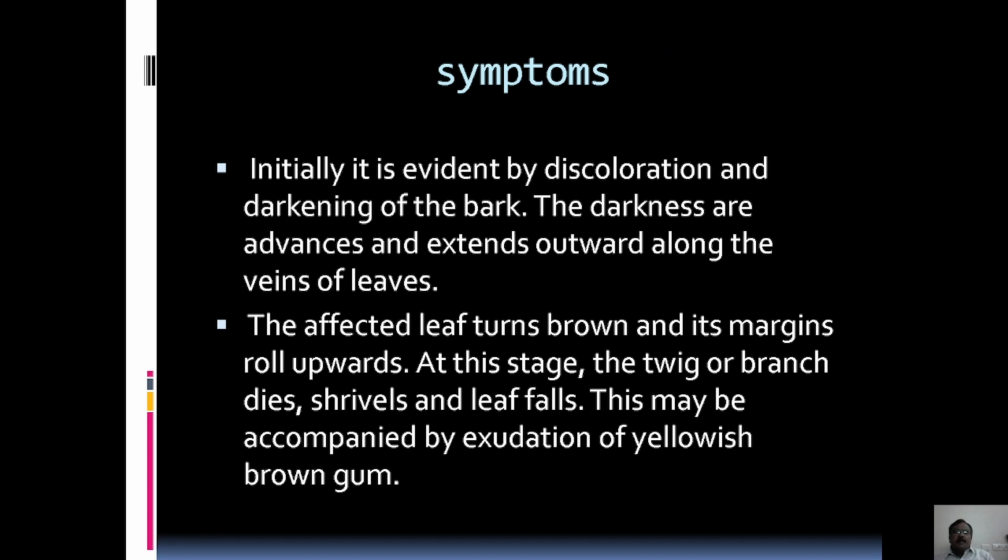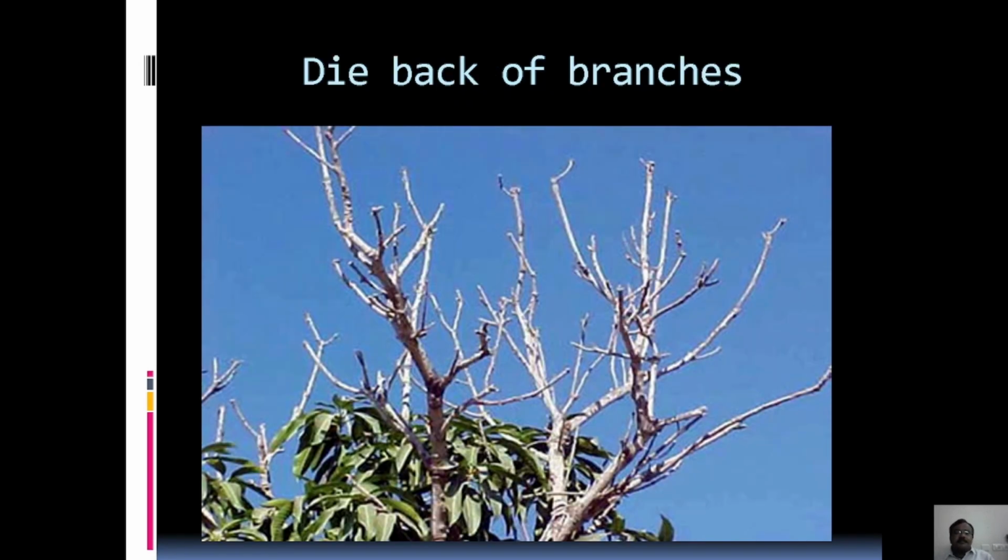And initially it produces darkening of the bark, and this darkness advances and extends outward along the veins of the leaves. These affected leaves turn dark brown and the margins are rolled upwards, and at this stage the twigs and branches are also affected, which leads to shriveling and severe leaf fall, accompanied by exudation of yellowish brown gum from the affected bark or crevices on the affected bark.